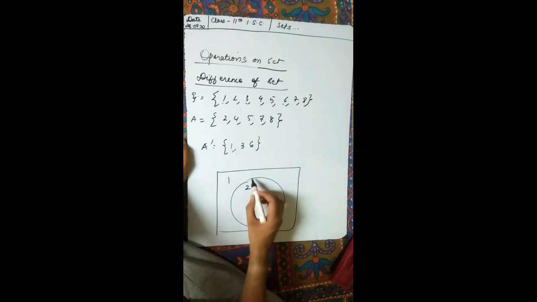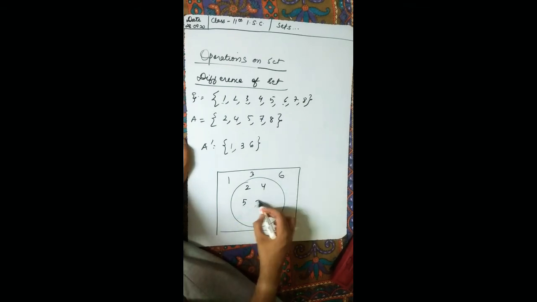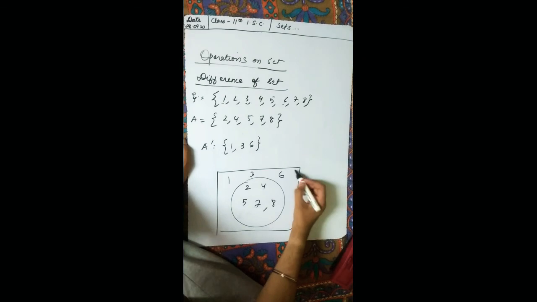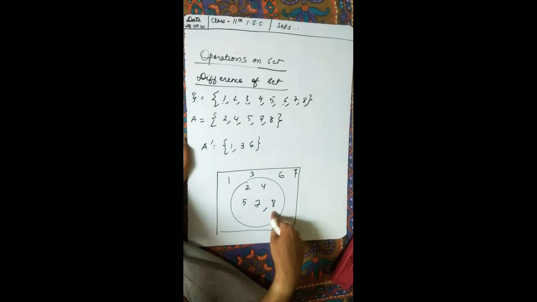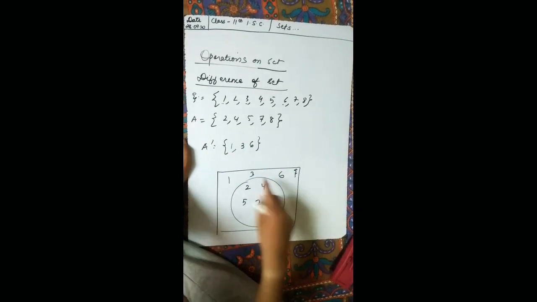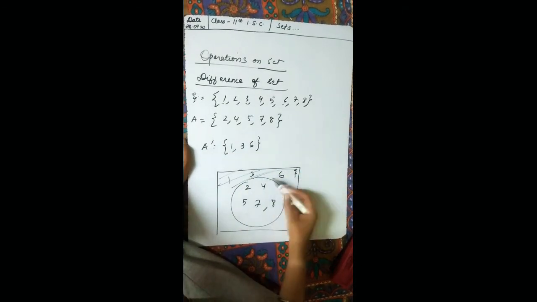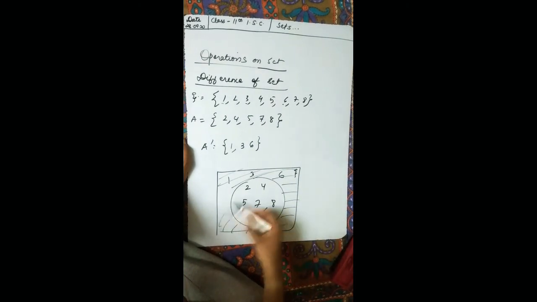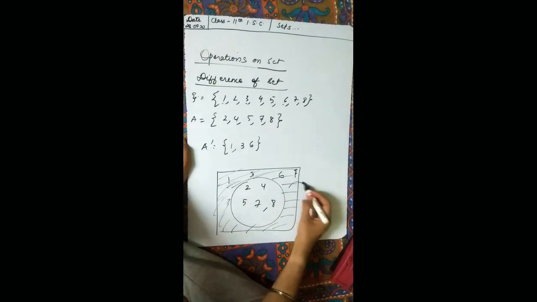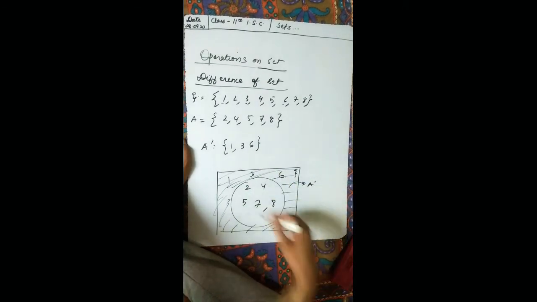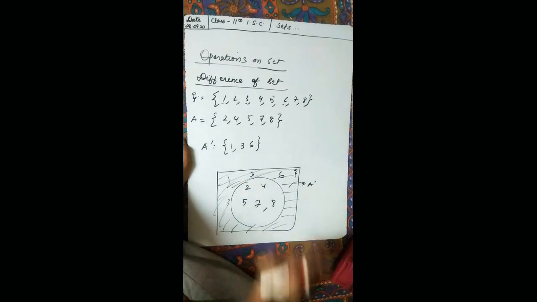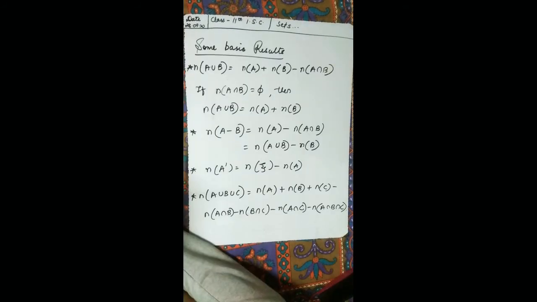1, 2, 3, 4, 5, 6, 7, 8. So this is the universal set, the whole 1, 2, 3, 4, 5, 6, 7, 8. And A set is this one. So A complement says whatever the outer side of A, this will be your A complement. So this is A complement. Except A, all the elements from the universal set will be your A complement. Understood? Okay.